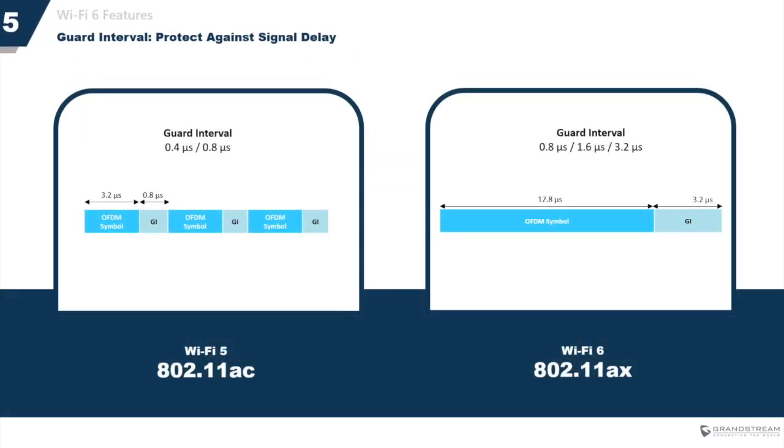Guard interval is a feature that you have probably seen in the access point configuration. Let's briefly explain what it is and what it does. A guard interval is a period of time between symbol transmission. In 802.11ac, the access point will transmit a symbol and pause for 0.8 microsecond to allow the client to receive and process the symbol before sending a new symbol.